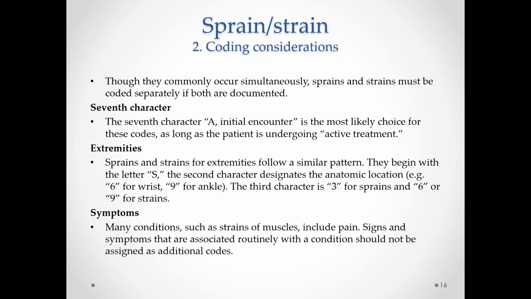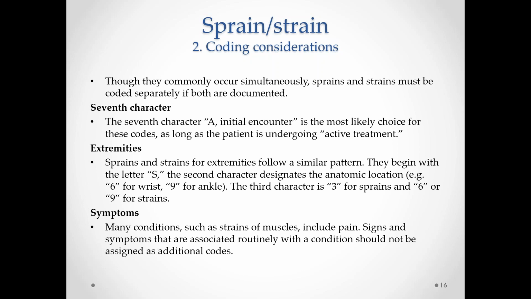When it comes to extremities, I didn't list the codes on the previous screen, but they follow a similar pattern. They all begin with the letter S. The second character tells the anatomic location. So for example, S6 is for the wrist, S9 is for the ankle. And the third character designates whether it's a sprain or a strain. It's typically a 3 for sprains, a 6 or a 9 for strains. You don't have to memorize any of that. I just want you to see that there's patterns and there's logic behind ICD-10.